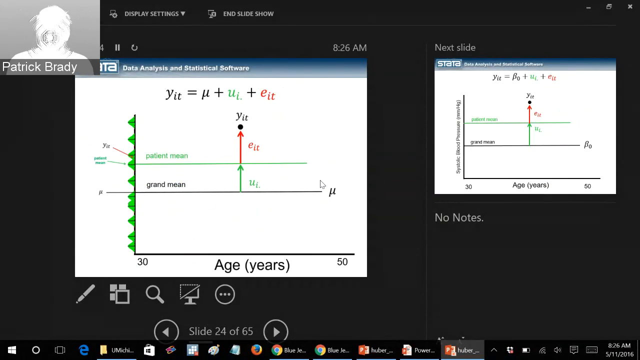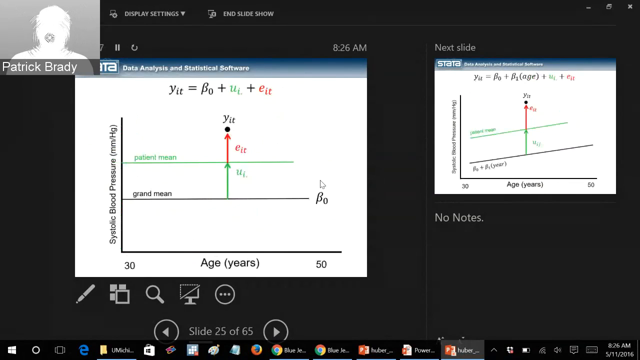The model is still the same. YIT is equal to this grand mean right here, plus some deviation for a particular patient, and then that patient's observation is off from that patient mean by a certain amount. Same exact thing. I can change mu now to a beta 0, just to emphasize the notion that I'm doing regression now. But it still looks the same. Everything's just sort of flat. The mean is the same across age.